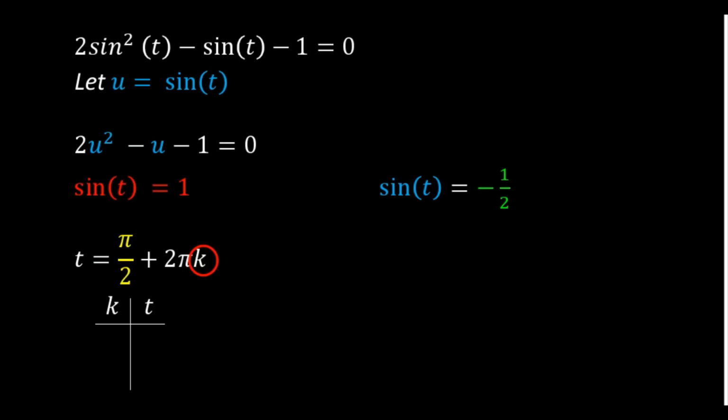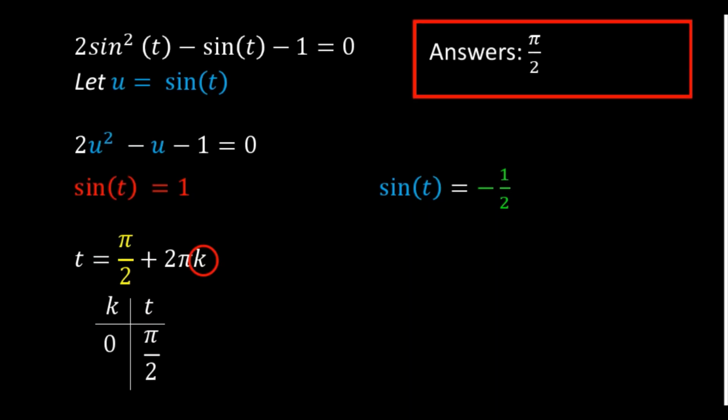Now, if you think about it, there's no reason for us to plug any negative integers, because even if we plug -1, this whole angle will turn into a negative angle, which will definitely be outside of our interval. So we'll start with plugging k equals 0. So we will have pi over 2 plus 2 pi times 0. 2 pi times 0 will give us 0, so our angle is pi over 2. And that is definitely between 0 and 2 pi, so that will be one of our answers.